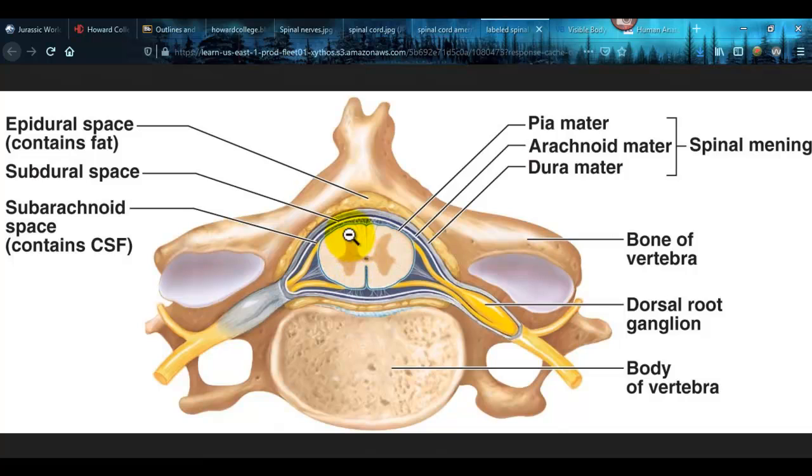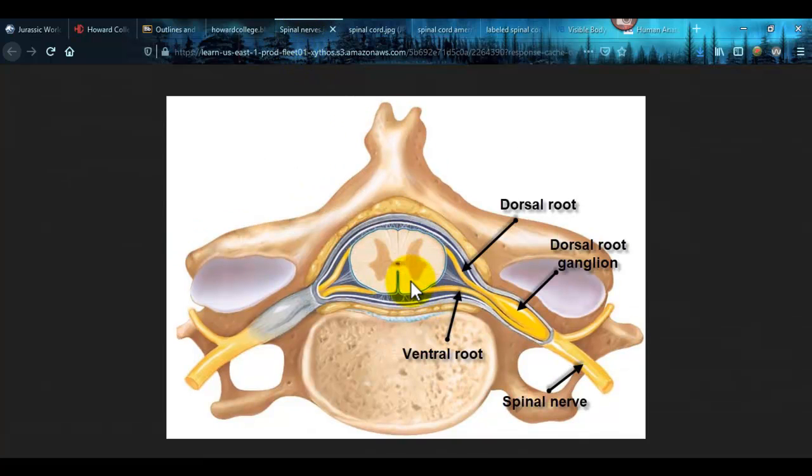A couple of parts about this. The lighter area you're seeing there is called the white matter. This area, even though it's kind of brown colored, is the gray matter. And then you have this big indention in the front. This is called the anterior median fissure. And then you have this line in the back, that's the posterior median sulcus. A fissure is a deep groove, a sulcus is a shallow groove. And this in the middle is the central canal. So you can see it there, anterior median fissure, posterior median sulcus.